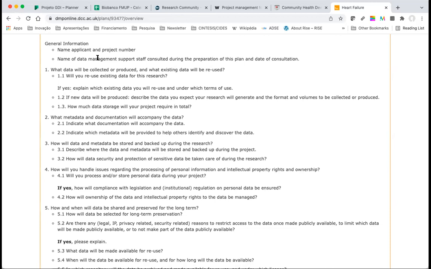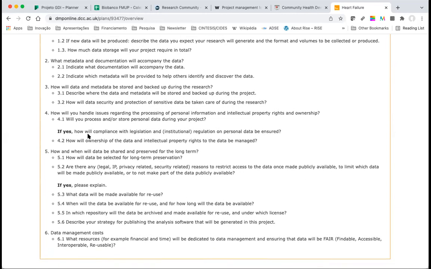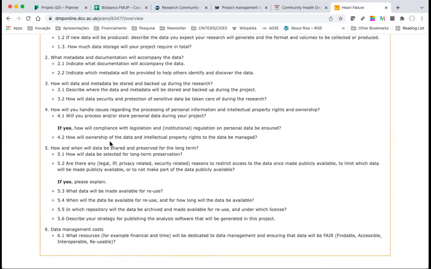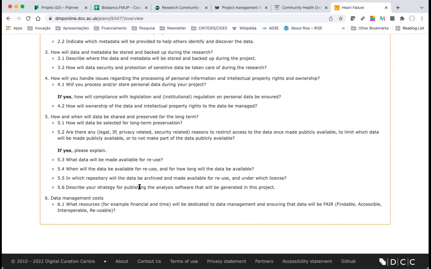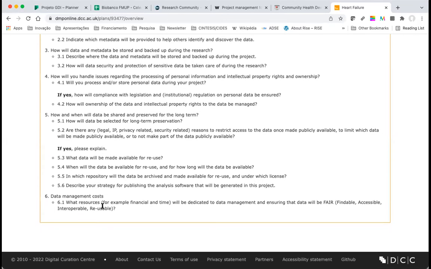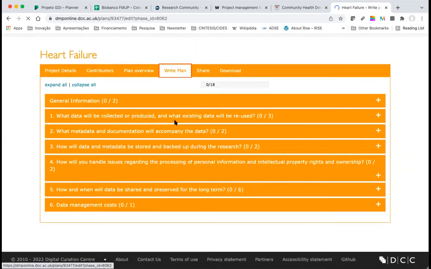So, for instance, you can now see who is the person, what's the project number, if new data is going to be produced, how much storage our project will require, what kind of documentation will accompany this data, where it is going to be stored, if we are going to have ownership of the data, the intellectual property rights, how this is going to be managed, if the data is going to be selected for long-term preservation, if it is going to be made available for reuse, under which conditions, how much it is going to cost, and so on. So this is an overview of the kind of information that is going to be provided.